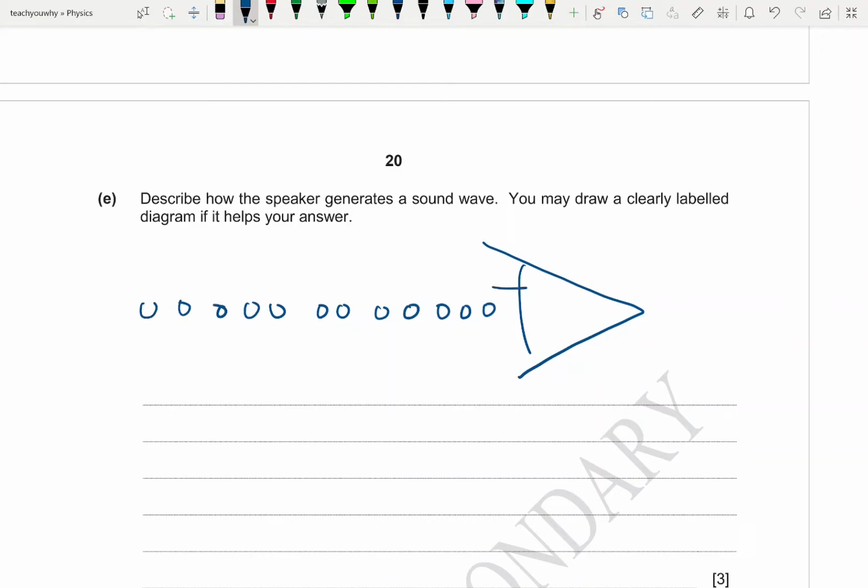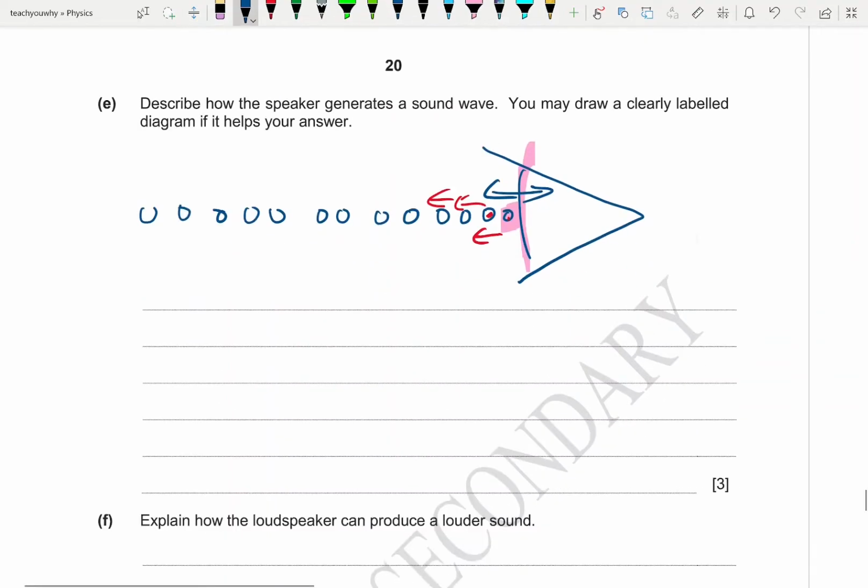Okay, so when it vibrates, the diaphragm will push this air, this air will push the next air, and so on. Each of them will oscillate by itself, and then we form a compression and rarefaction. So let's see how I can answer it.